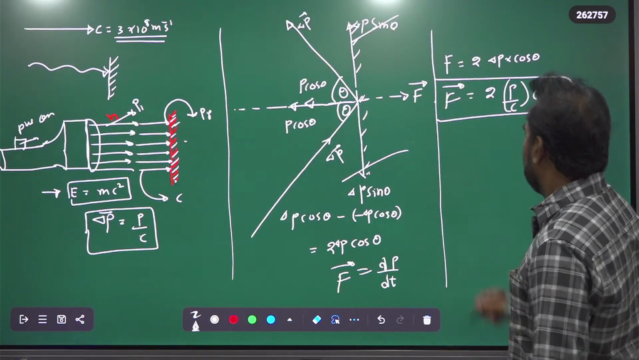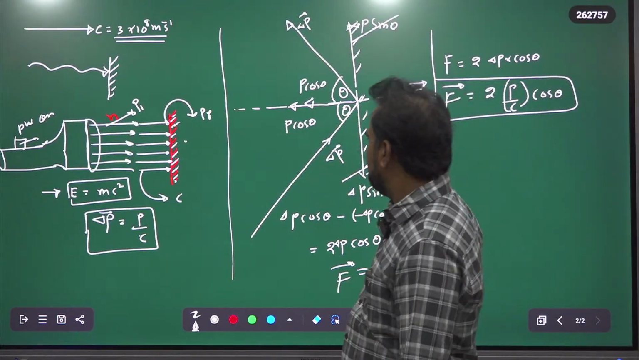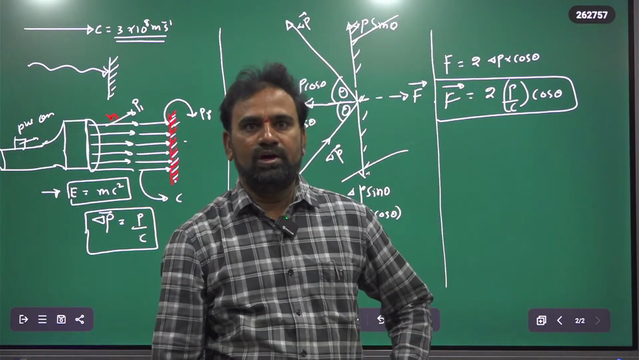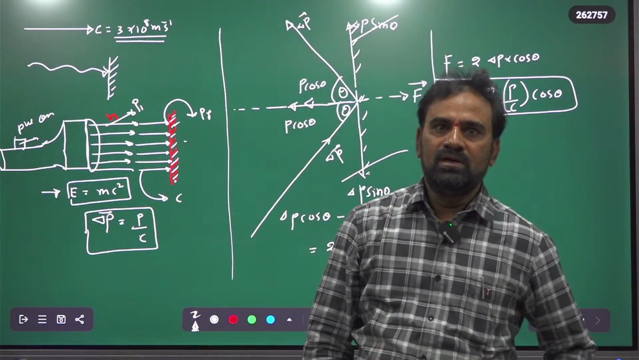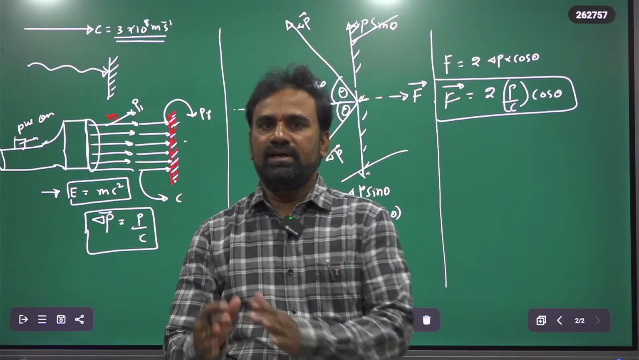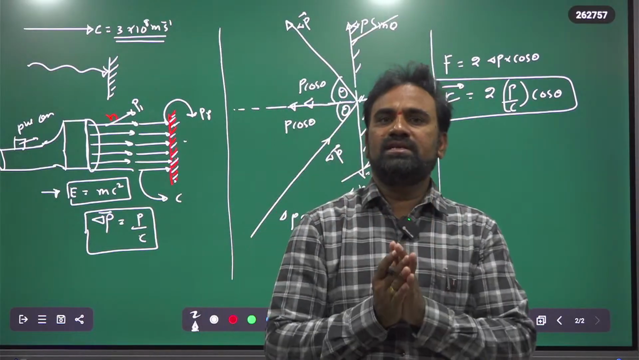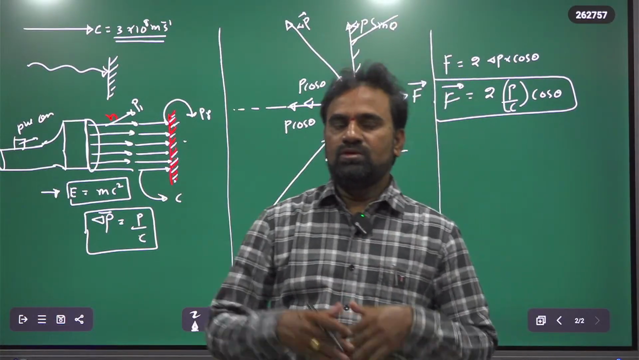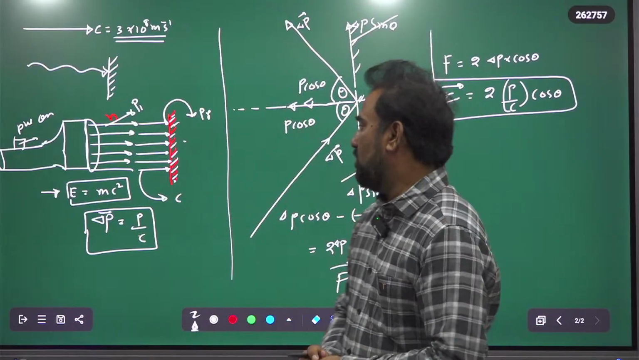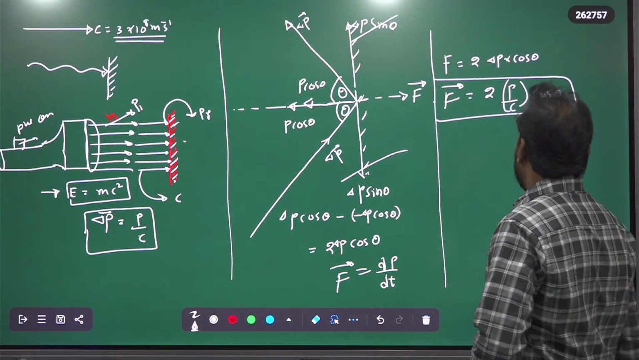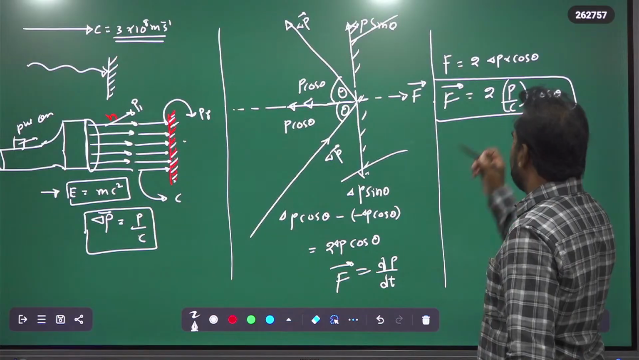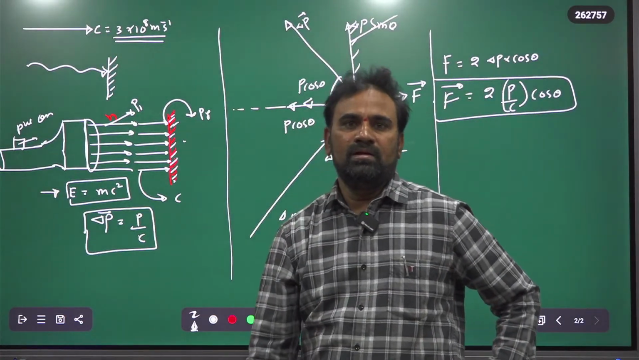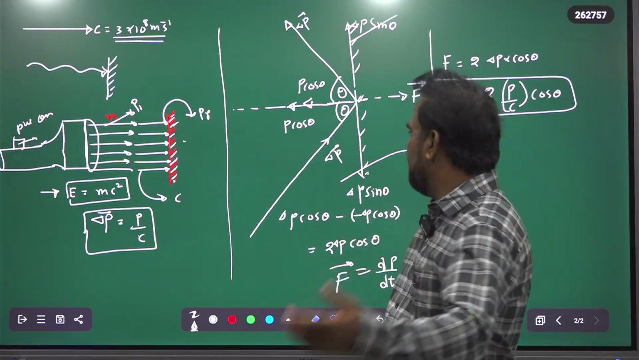This much amount of force would be exerted by the photons on these walls. Is it clear? I hope you understood this concept. When light radiation is incident on certain types of surfaces, the surface experiences some amount of force. So the force experienced on the walls is given by F bar is equal to 2p into cos theta. Is it clear?